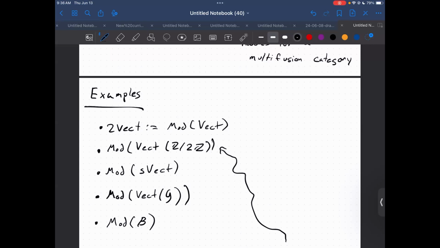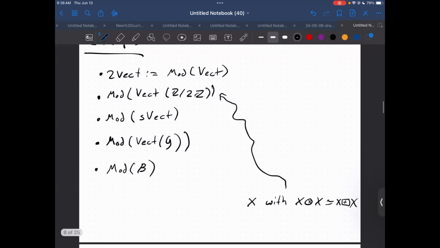So you could take the symmetric grading on Z mod 2 graded vector spaces, and then look at module categories there. You could take super vector spaces, vector spaces graded by a groupoid, or more generally a graded fusion category. This one with the arrow here has some interesting behavior.